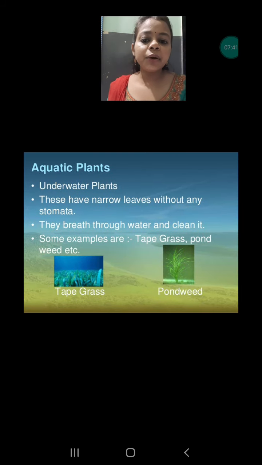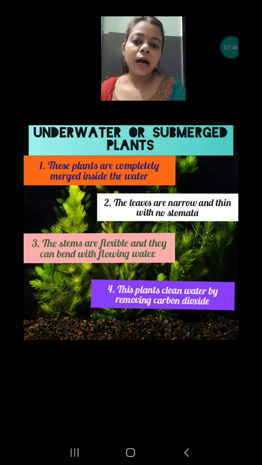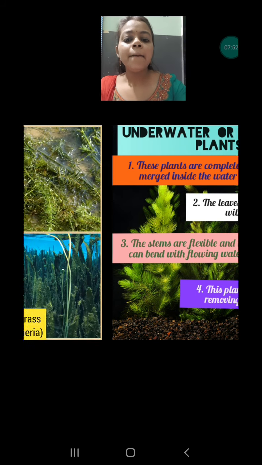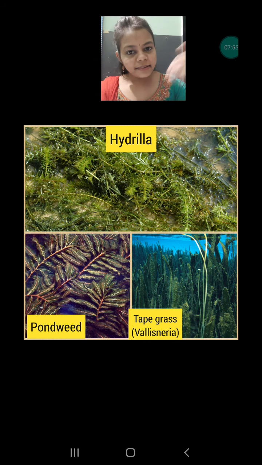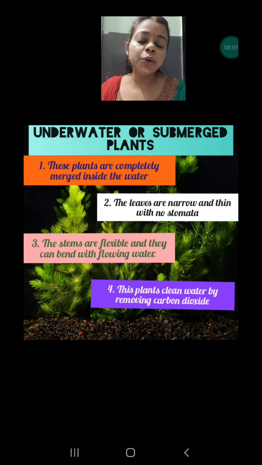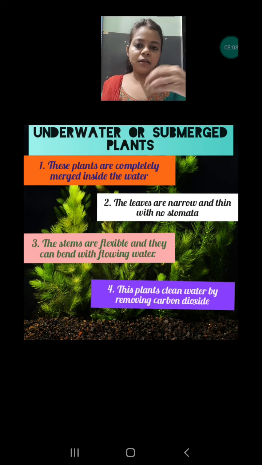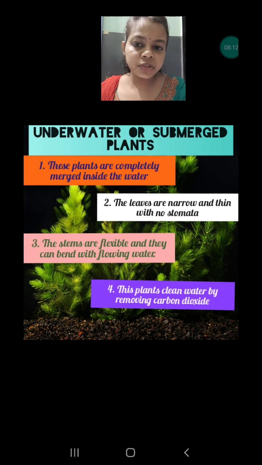The third type of aquatic plant we are going to discuss is underwater or submerged plant. Underwater plants are also known as submerged plants. Why do you know that? Because all the time they are inside the water. Their whole body is submerged in the water. Understood? That's why these are known as underwater. That means they are growing inside the water, or they are totally submerged. They are completely submerged in the water. That's why they are known as submerged plants also.